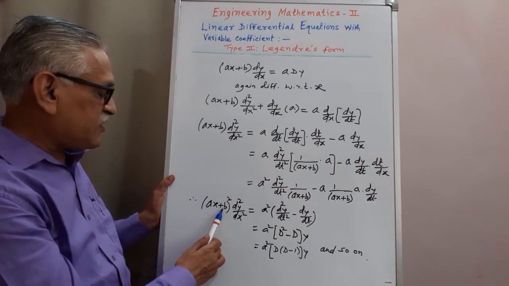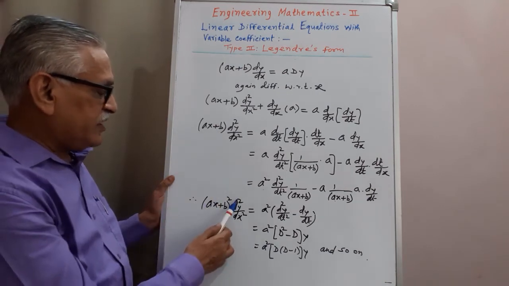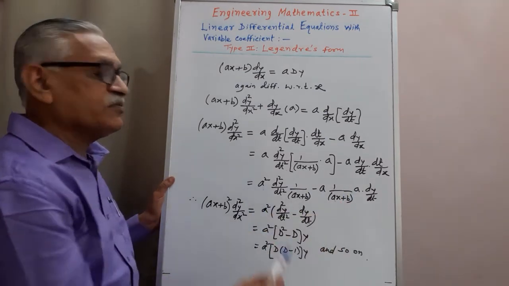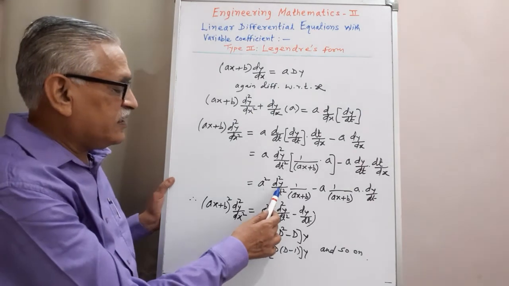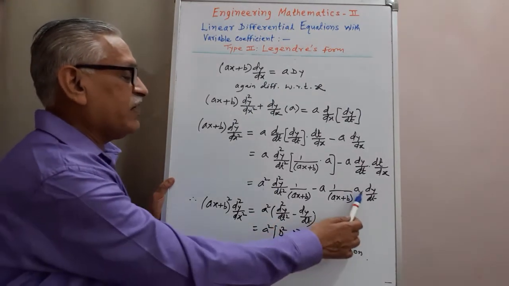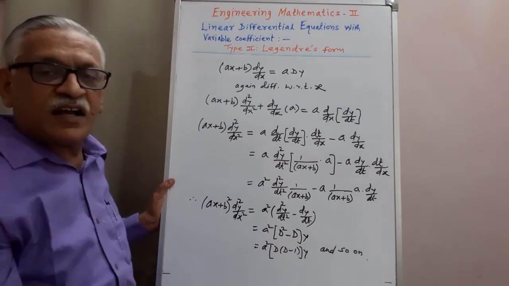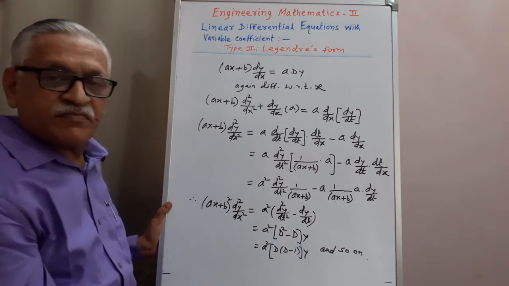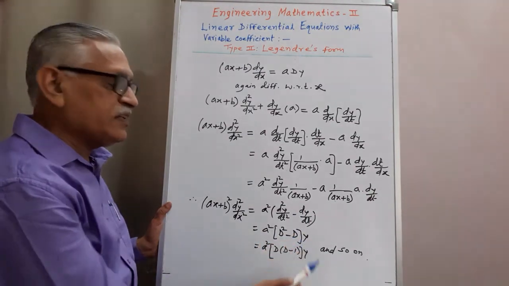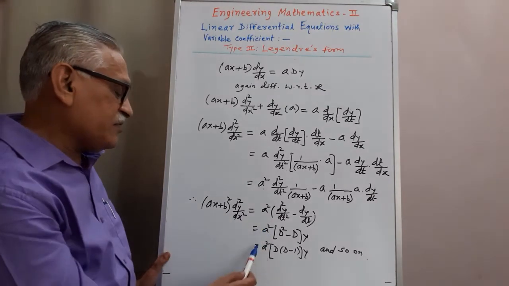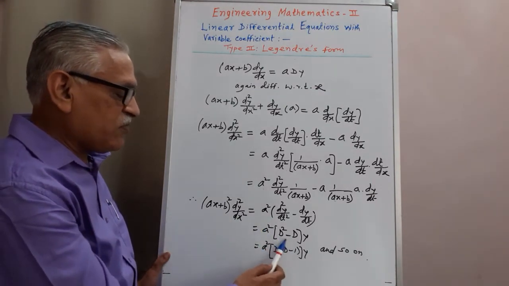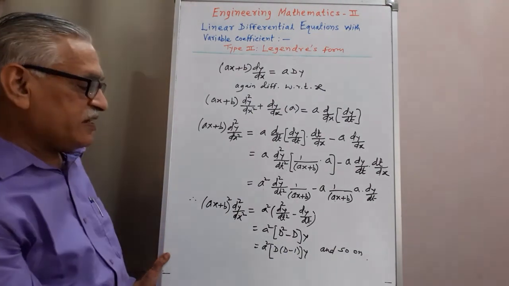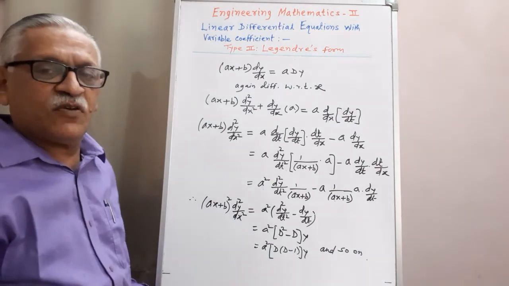the left-hand side becomes (ax+b)^2 d2y/dx^2, equal to the remaining terms. From those two terms we take a^2 common. The first term is d2y/dt^2 and minus dy/dt. Converting it into symbolic form, d2y/dt^2 is nothing but D^2 y, and dy/dt means nothing but Dy. Then it becomes a^2, taking D common from these two, we get D(D-1) y, and so on. Like this we can obtain the values.